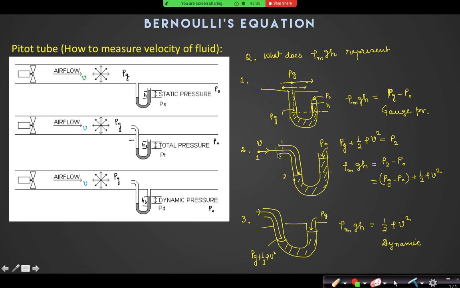We are finding V just outside the aperture. That is also a streamline, so I can take V here. I am not bothered about all the points. I am only bothered about this point 1 and point 2. Okay, sir.